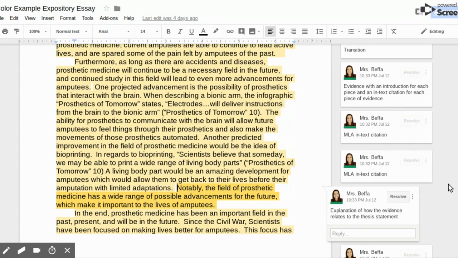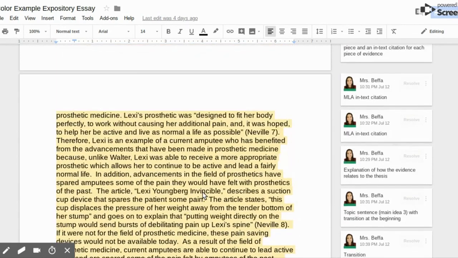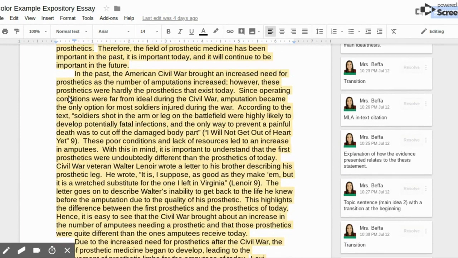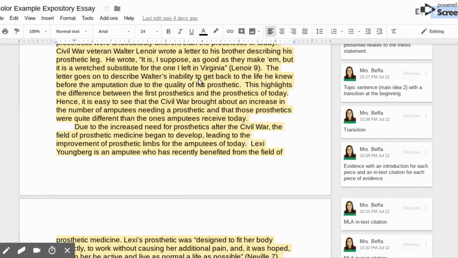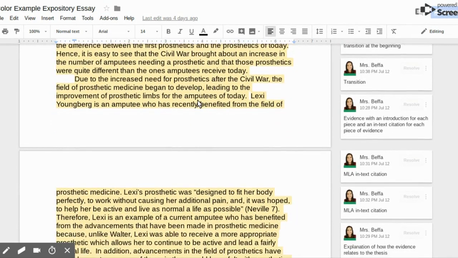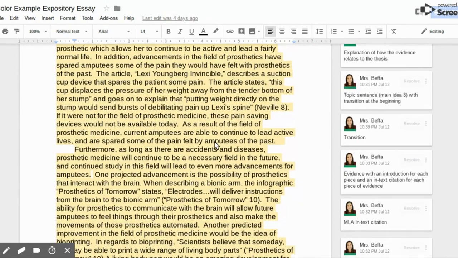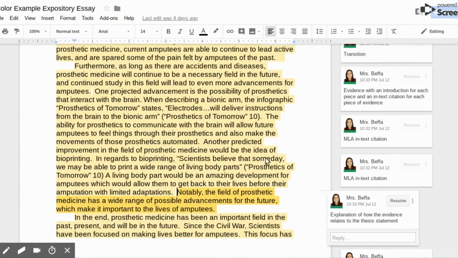So now, since we have completed body paragraphs 1, 2, and 3, we have addressed the past and how they have been important and how they have changed from the past to the present, how they continue to still be important, and how they will change again in the future and continue to be important in the future. So those are my body paragraphs.